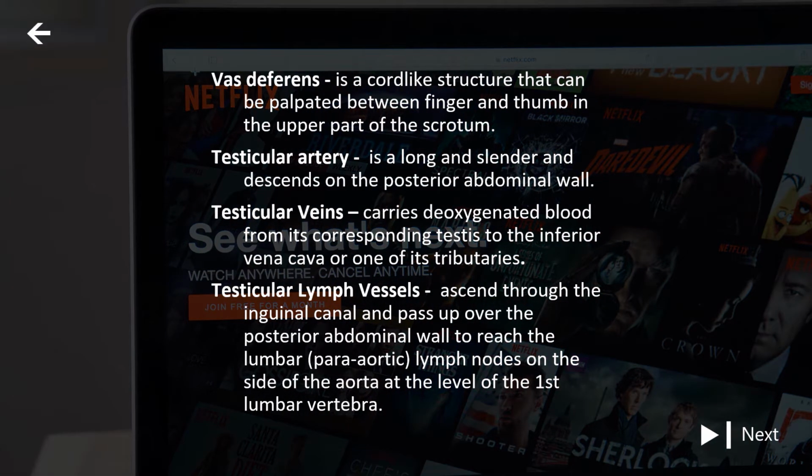It is a thick-walled muscular duct that transports spermatozoa from the epididymis to the urethra. It traverses the inguinal canal and supplies the testis and the epididymis.